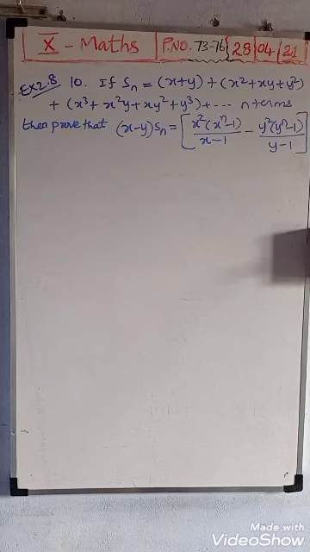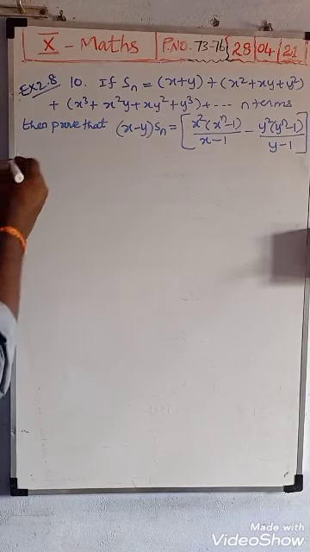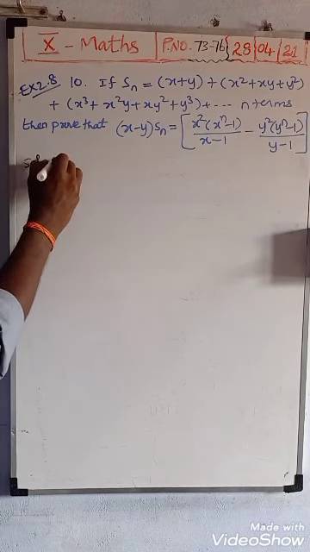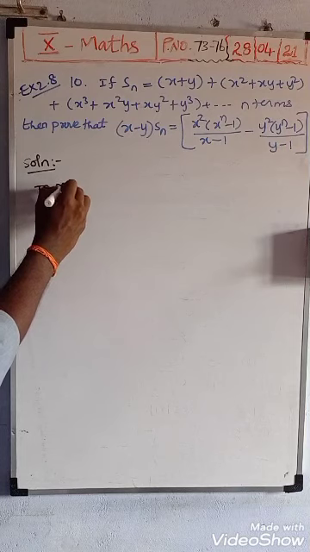x squared of x power n minus 1 divided by x minus 1, minus y squared of y power n minus 1 divided by y minus 1. This we want to prove. Okay, for that, the solution is easy. First, what we want to prove, you should write first.